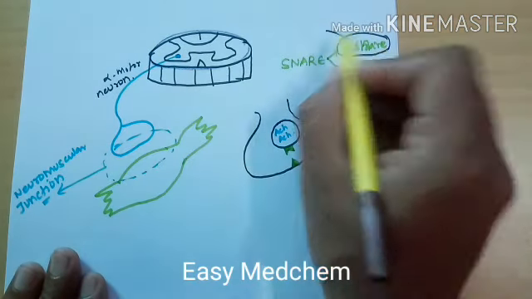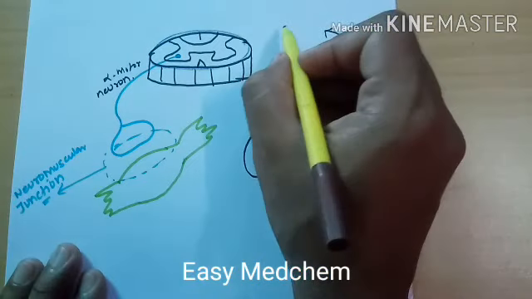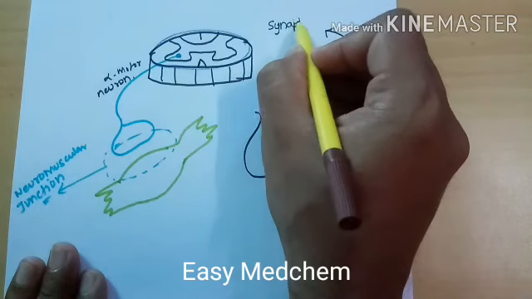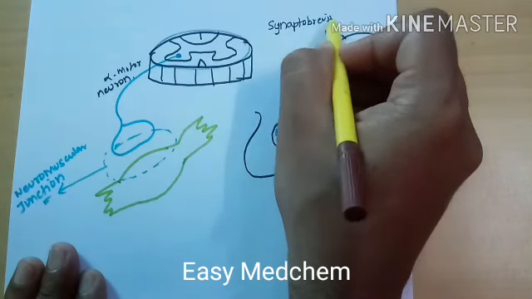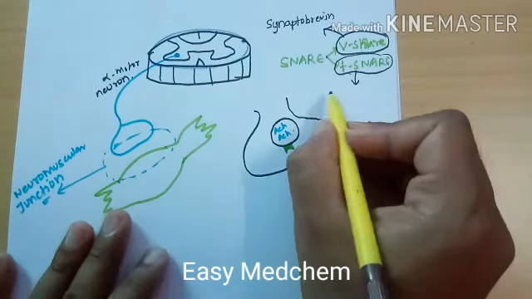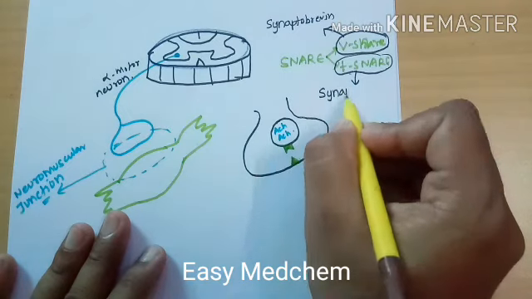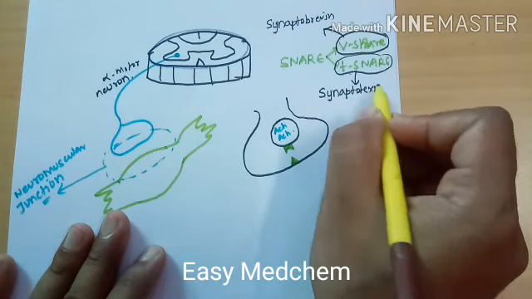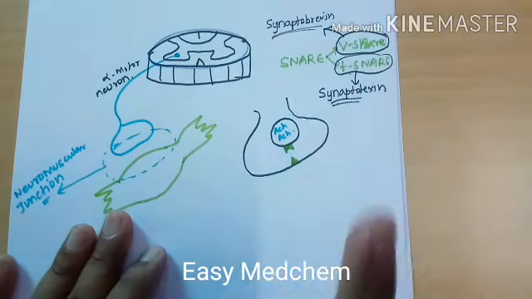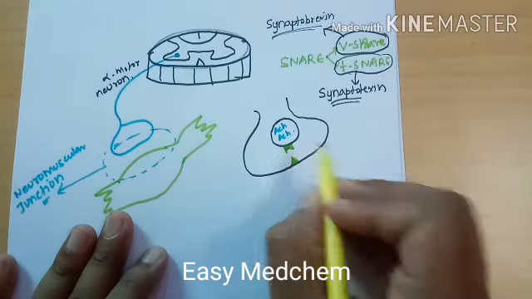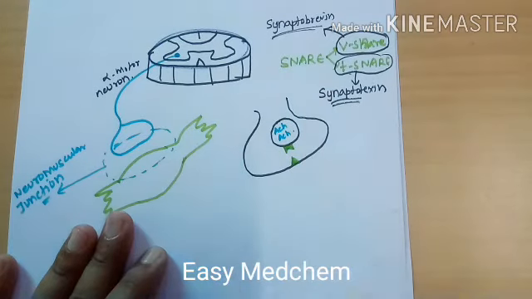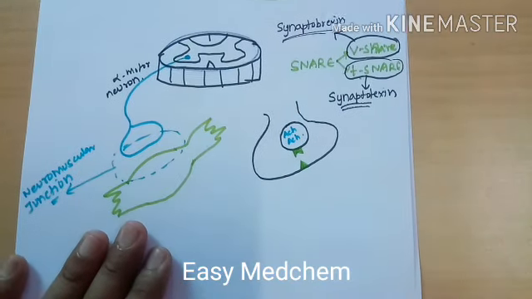One of the V SNAREs is synaptobrevin, and one of the T SNAREs is called syntaxin. There are many types of these SNARE proteins, but one of them, synaptobrevin, is present on the vesicle, and another, syntaxin, is present on the membrane.